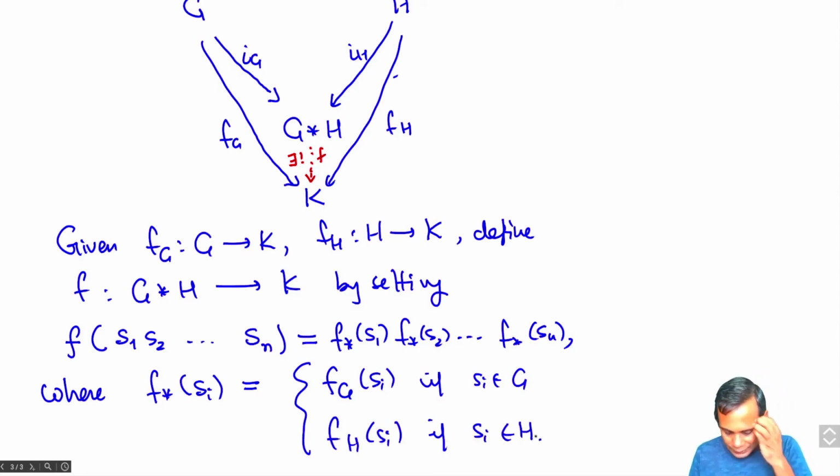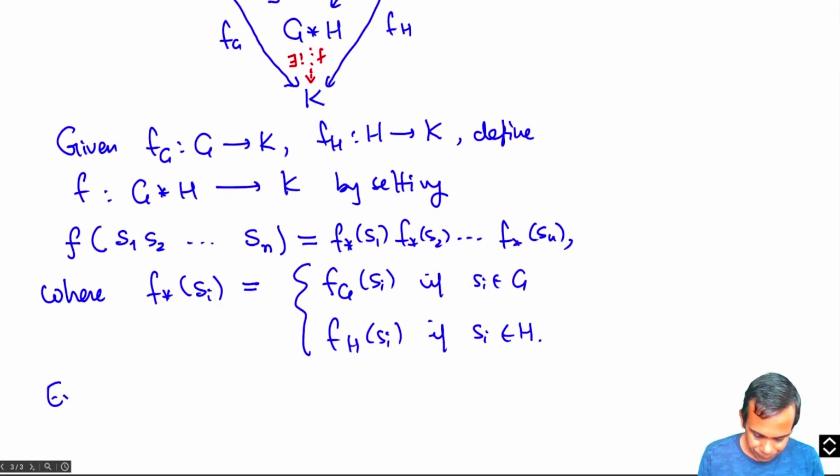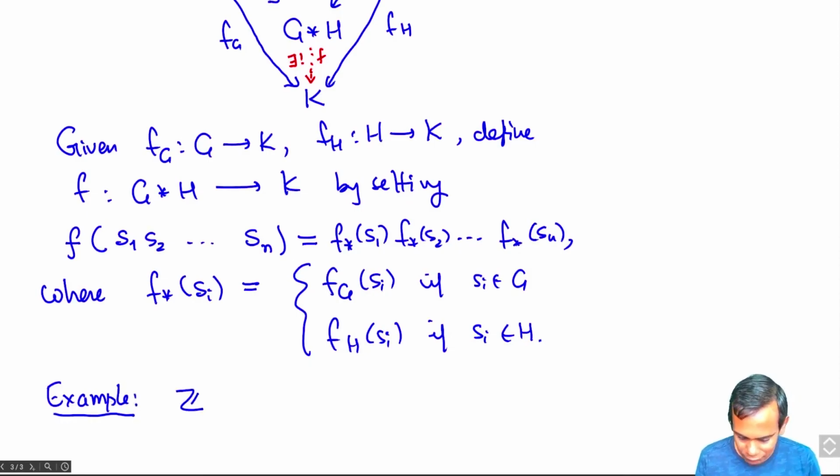And you can show that this F will be the unique group homomorphism from G star H to K which makes this diagram commute. And thus a coproduct in the category of groups is what is called the free product of groups. For those of you who were in Algebra 1, you've already seen an example of a coproduct before. If you take the infinite cyclic group Z, its coproduct with itself is the free group on two generators.